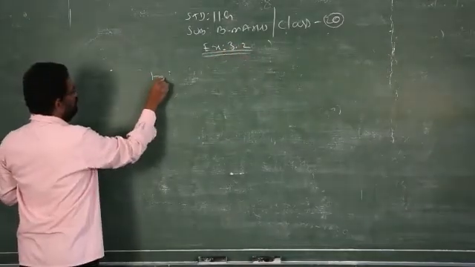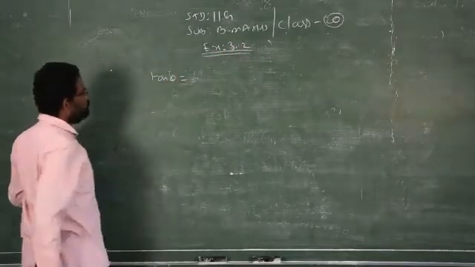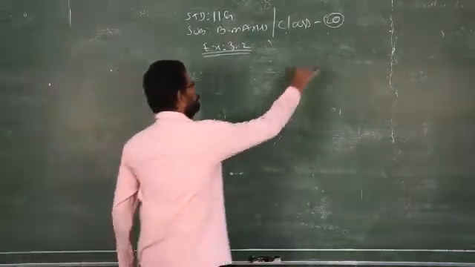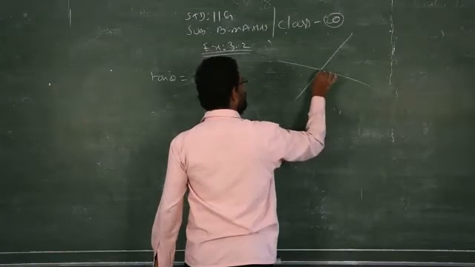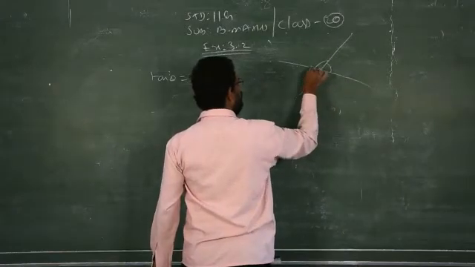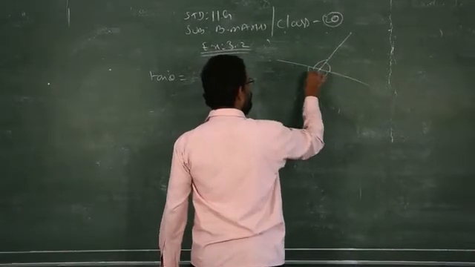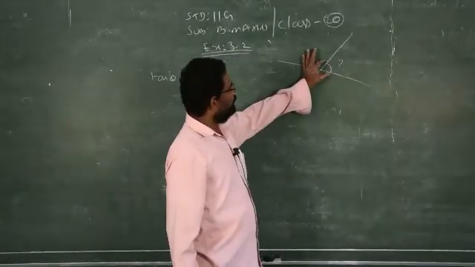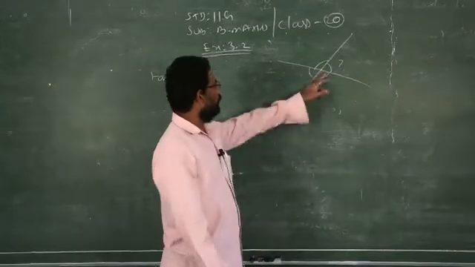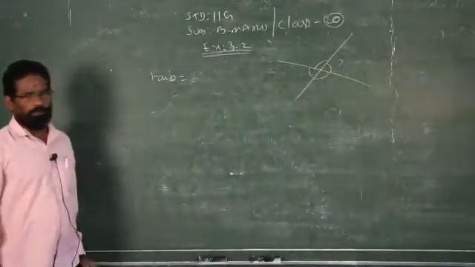So write down the formula for the angle between two straight lines. If I draw two lines intersecting at a point, how many angles are formed? Four angles are formed. You have to measure the angle between the two straight lines, for which we have formulas.